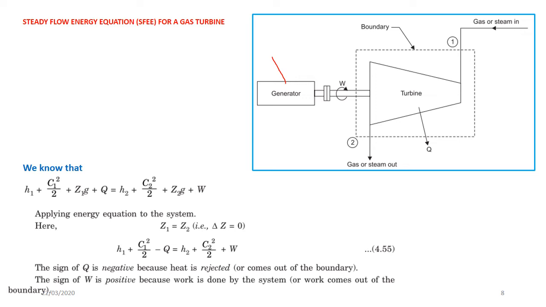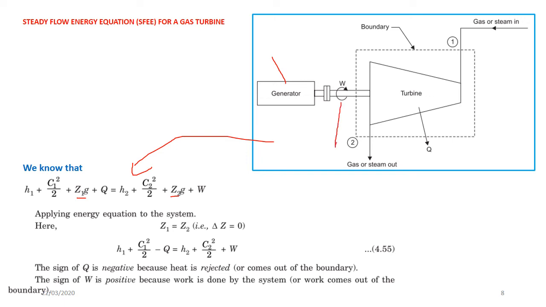So now, how do we write the steady flow energy equation in this case? This is the question here. Let's see how we wrote it. This is the general formula: H1 plus C1 square by 2 plus Z1G plus Q, what we discussed in the previous slide. Now Z1 and Z2 we considered as different heights, but in a gas turbine power plant, the height will be the same.